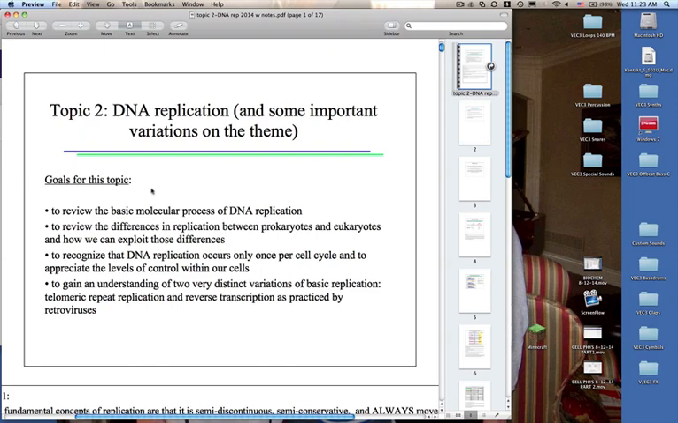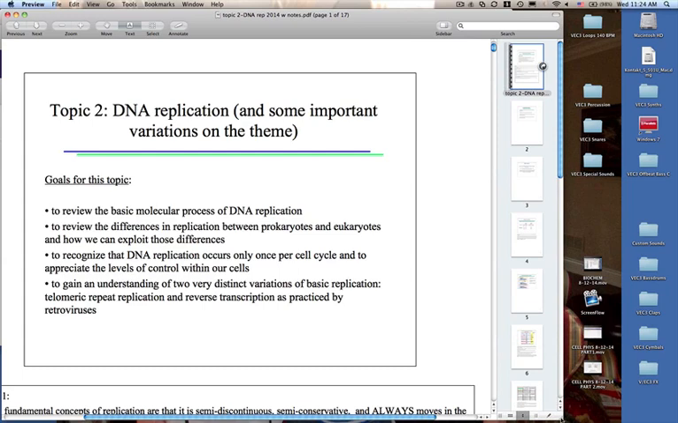And then I'll point out to you the differences between our system and the prokaryotic or bacterial system, and how we can potentially exploit the enzymes that are used by the bacterial system in the lab to make all kinds of good stuff.